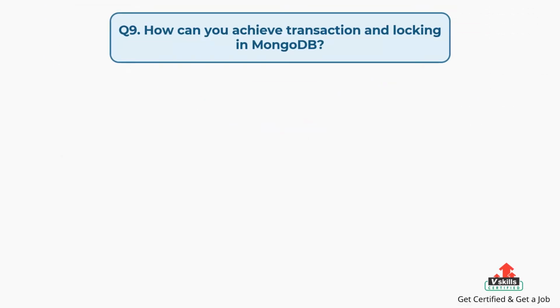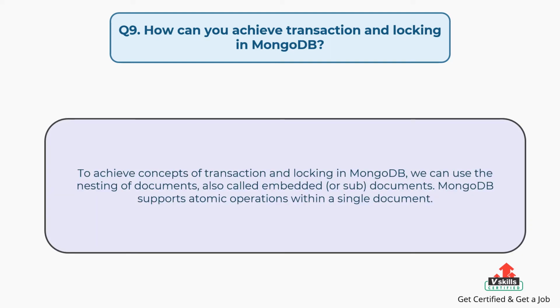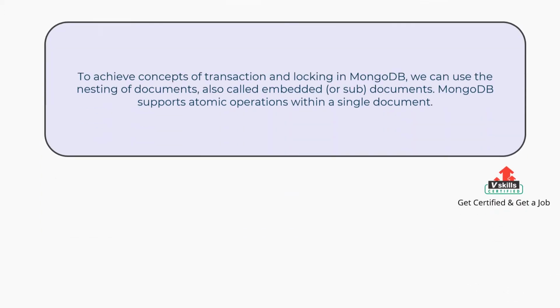Question number 9. How can you achieve transaction unlocking in MongoDB? The answer is to achieve concepts of transaction unlocking in MongoDB, we can use the nesting of documents, also called embedded, or sub-documents. MongoDB supports atomic operations within a single document.